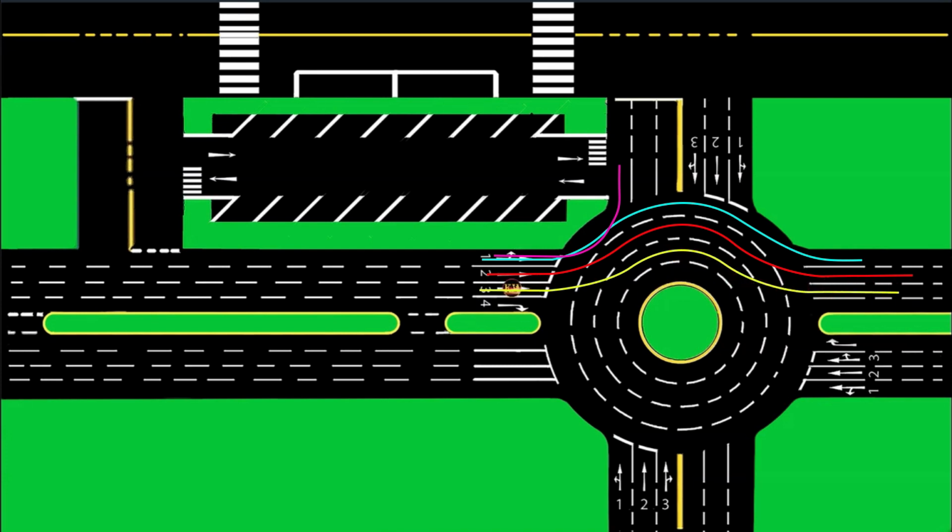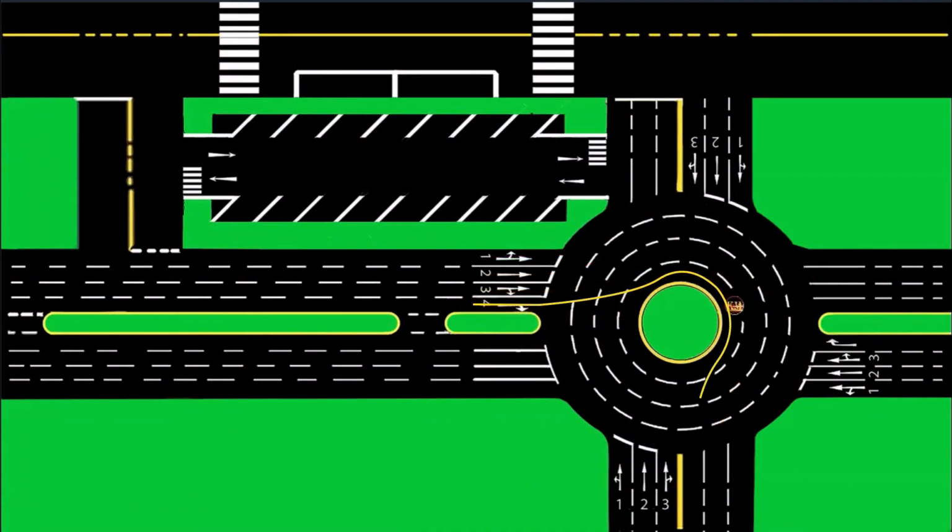And second option, turn right at 90 degrees and exit in the middle lane of the minor road. Lane 4 has 4 options. Option 1, turn right at 90 degrees, that is using the innermost lane, and exit the third lane of the minor road.